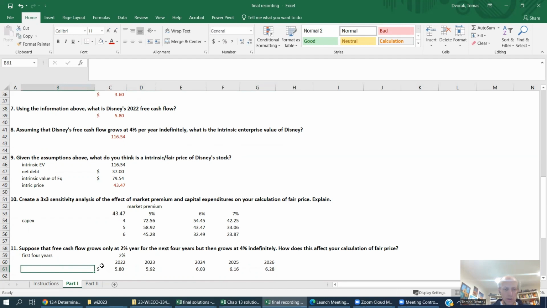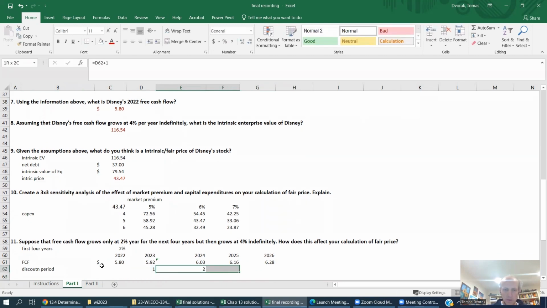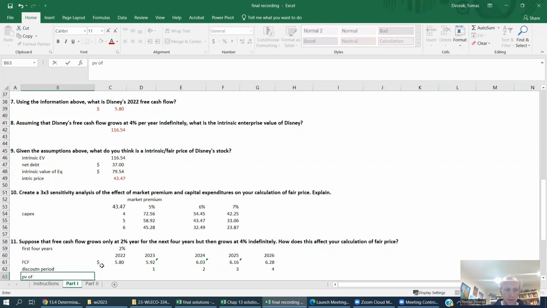Very good. So this is free cash flow. Then let's do the discount period. We're going to discount this guy at 1, and here, +1 at 2, 3, and 4. And so we'll do PV of free cash flow.